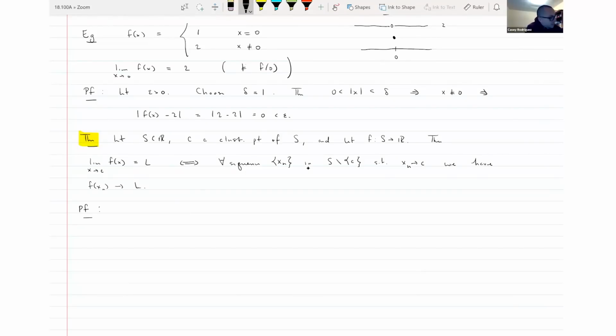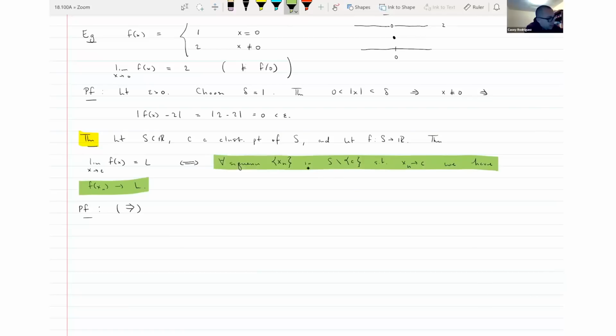All right, so this is a two-way street. I'm going to mark the second statement in green. That way I don't have to rewrite it again. So first, assume that the limit as x goes to c of f of x equals L. And now we want to prove the statement in green.